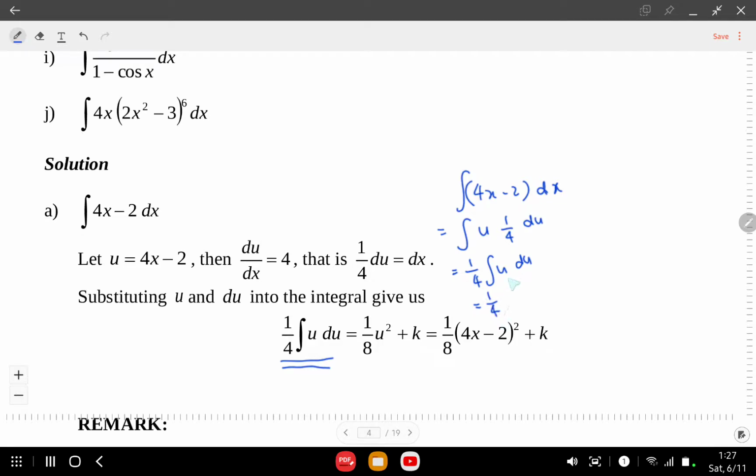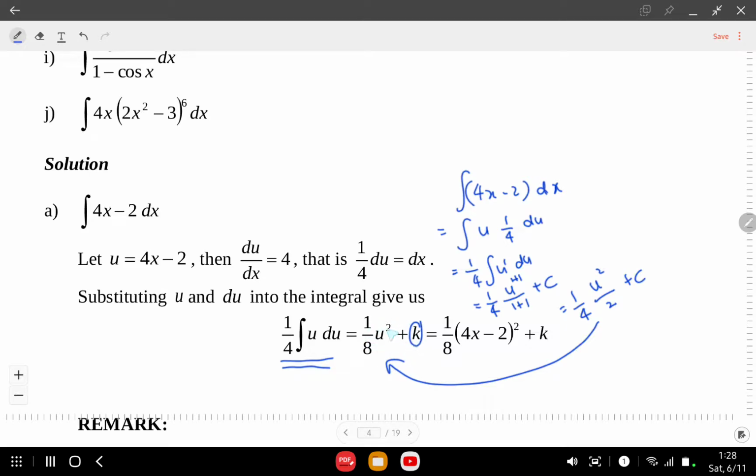So 1/4, this is u power of 1. When we integrate it, we will get u power of 1 plus 1 divided by 1 plus 1, plus c. So 1/4 u power of 2 over 2 plus c. So maksudnya kita akan dapat yang ni. Plus c ke plus k ke tak kisahlah. Okay, so c is constant, k is also constant. So tak kisahlah nak tulis plus c ataupun plus k. So we will get 1/8 u square plus k.